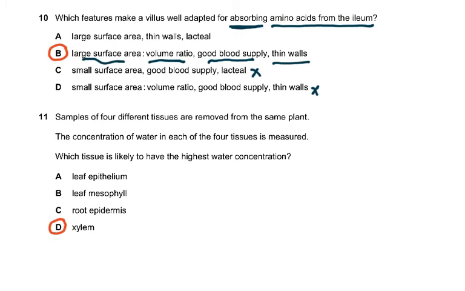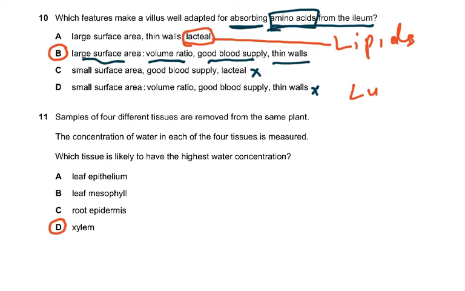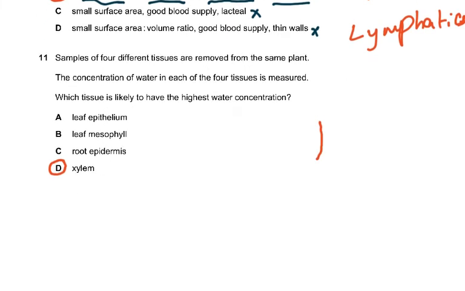Why was A wrong? Because, I'm sorry, amino acids do not enter the lacteals. The important word here was lacteals. L for lacteals, L for lipids. Only the lipids enter the lacteals. And then the lacteals become the lymphatics. So all L's: lymphatics, lipids, lacteals.